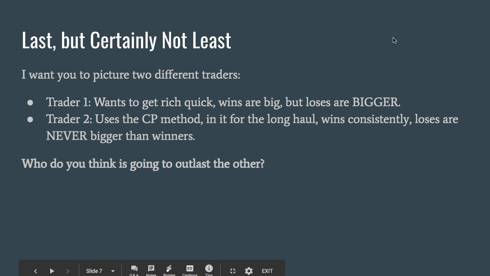Now, last but certainly not least, I just wanted to give you guys this quick example. I want you to picture 2 different traders. Trader 1, he wants to get rich quick. His wins are huge, but his losses are even bigger. Trading all the time, trying to get rich quick. Wants to triple his account within a month. He has big ambitions, but he doesn't know what those ambitions are about to do to him.